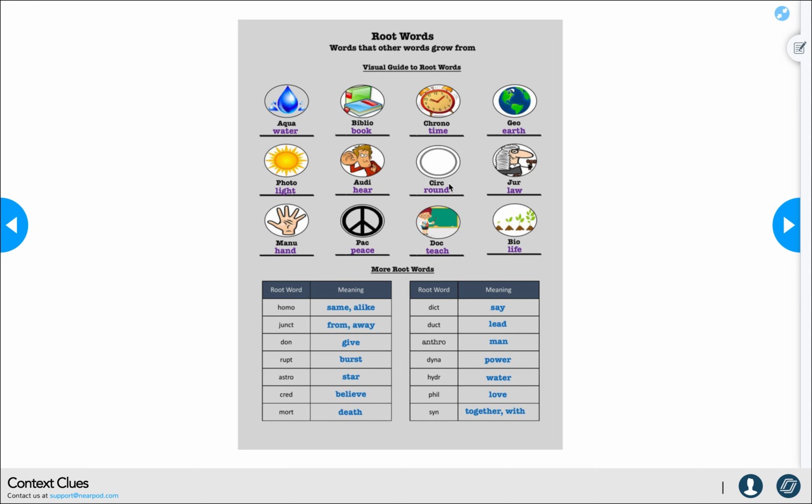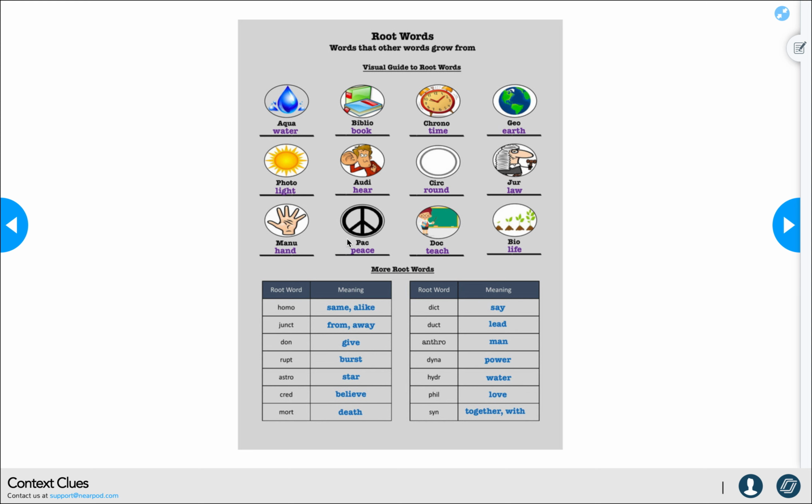Circ means round. Circular definitely means round. Jur, so think of jury, right? Juries are part of the legal system. That's part of law. A manual normally gives you step-by-step instructions so you can do it by hand. Pac, of course, means peace. That one I don't really have a word off the top of my head. I cannot lie. I will come back to that one.